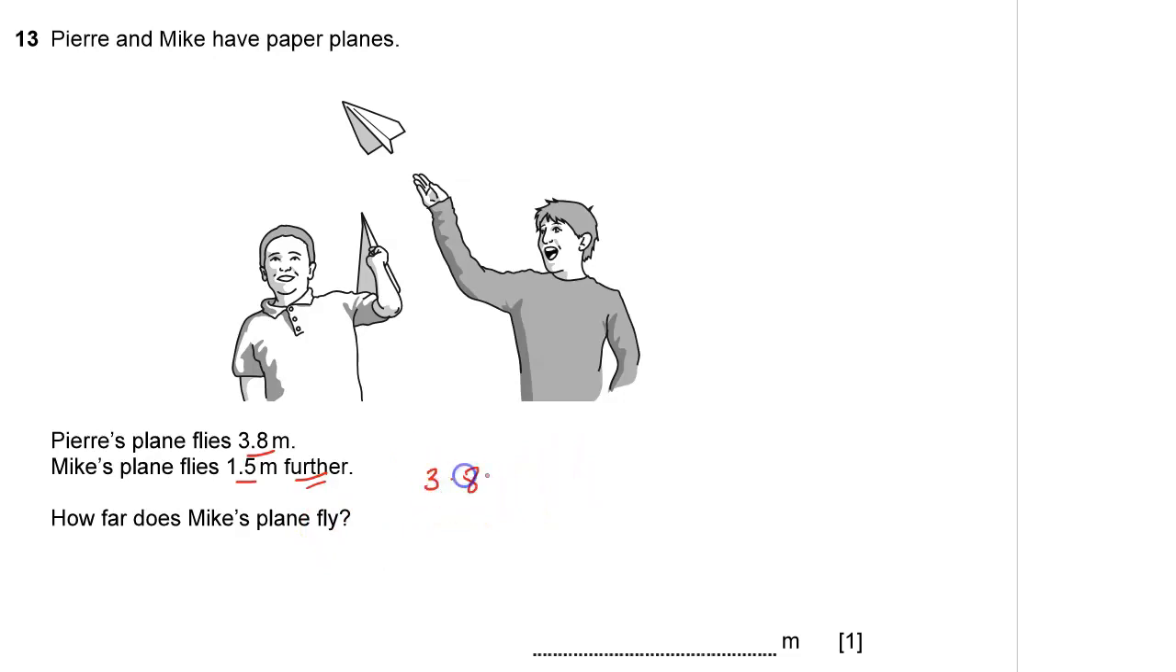Pierre's plane flies 3.8 meters, and Mike's plane goes 1.5 meters further. So you can do this one in long addition, 3.8 plus 1.5. So 8 plus 5 gives us 13, carry 1, 3 plus 1, 4 plus 1, 5. So Mike's plane flies 5.3 meters.